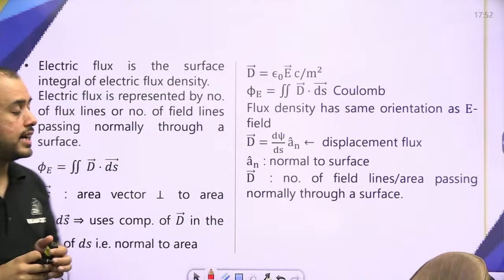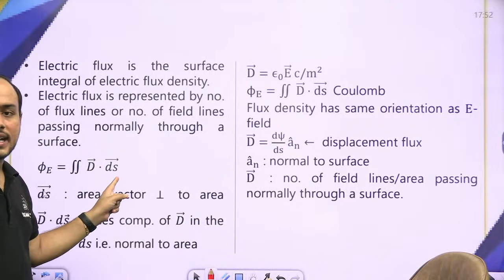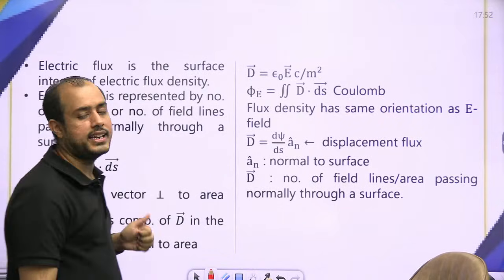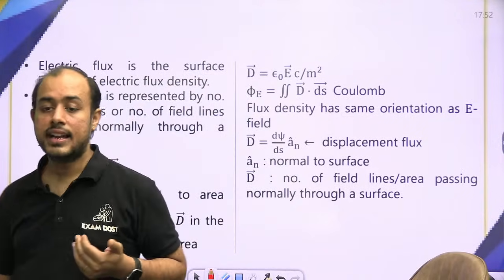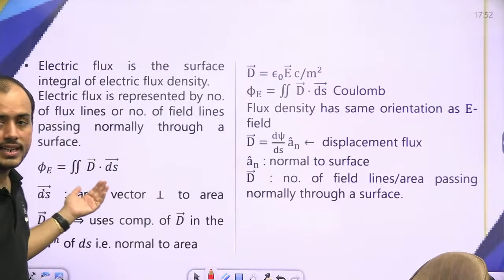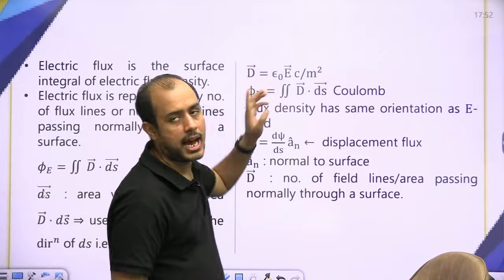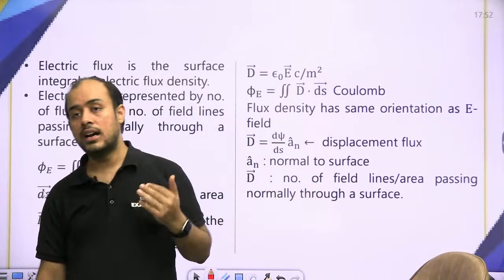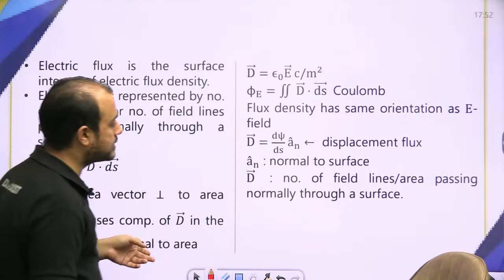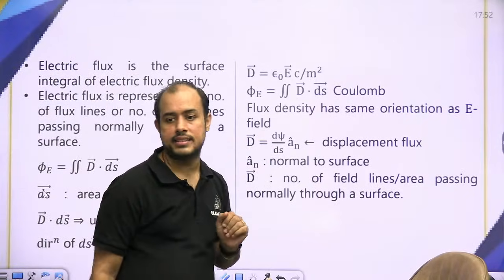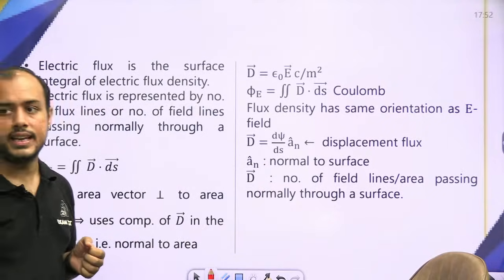So the flux is the surface integral of D dot dS. dS vector is what? I explained already. It is the area vector. It is taken perpendicular to the area. In different coordinate systems, we know dS vector in different directions. Now D is epsilon into E. So flux density is in the same direction as the electric field. Flux density is d psi by dS. Psi is the electric flux, dS is the small area.